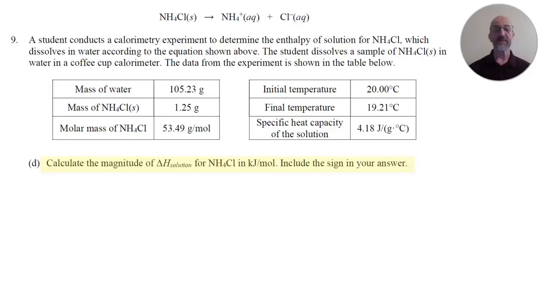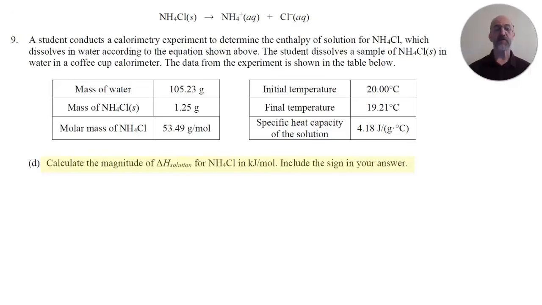So positive delta H, endothermic; negative delta H, exothermic. Now, because we're looking for kilojoules per mole, it sounds like a good place to start this calculation is to calculate the number of moles of ammonium chloride that was used in this experiment.